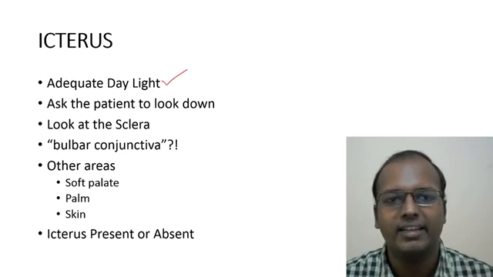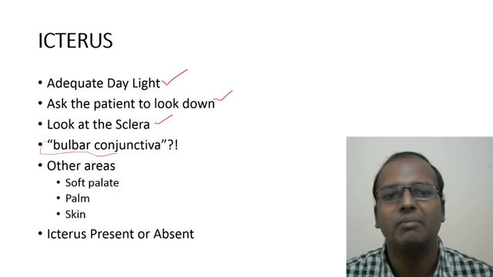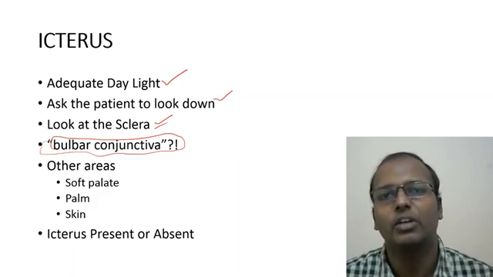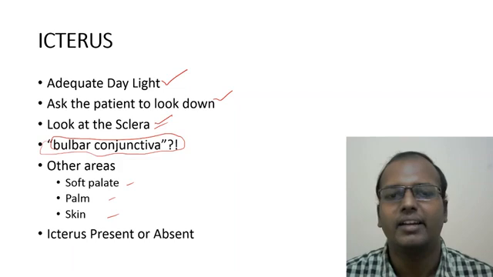Icterus. Once again, use adequate daylight, ask the patient to look down, and look at the sclera. The conventional teaching was the bulbar conjunctiva, though it is not specific. Basically, the sclera has a lot of elastin, which has an affinity towards bilirubin, so you can pick it up easily. Other areas to look at are the soft palate, palms and skin. Icterus, you can comment as present or absent.